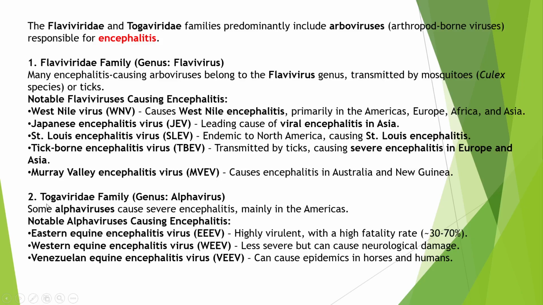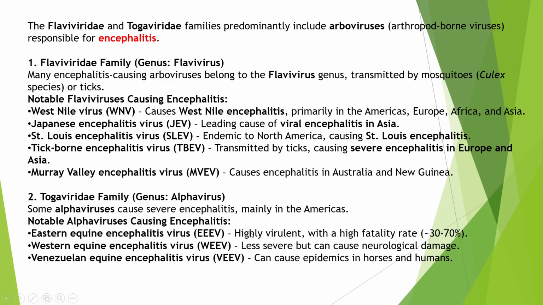Then the other family is the Togaviridae family, which has the genus alphavirus. So some alphaviruses cause severe encephalitis mainly in the Americas, and notable alphaviruses causing encephalitis are Eastern equine, Western equine, and Venezuelan equine. So these are different types of viruses which cause encephalitis from the Togaviridae family.